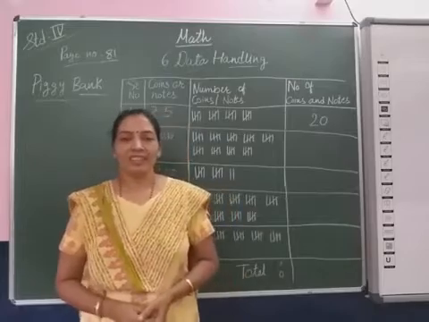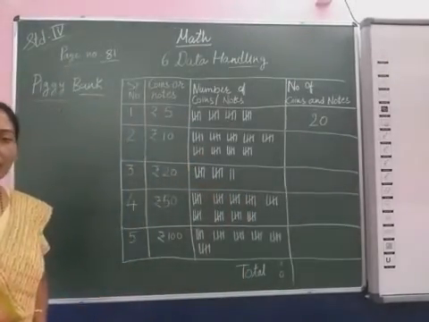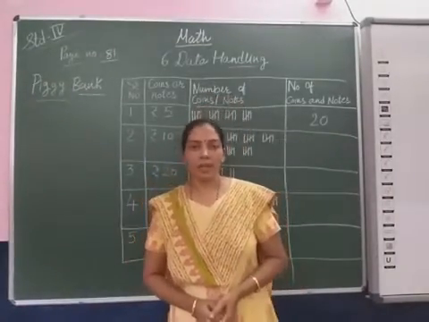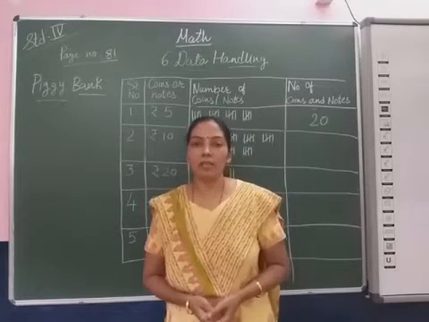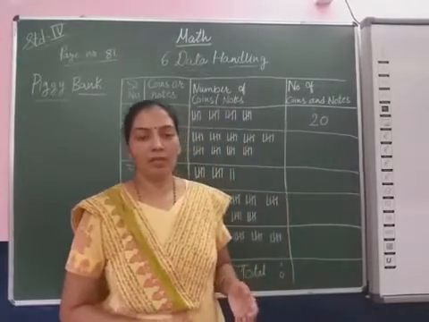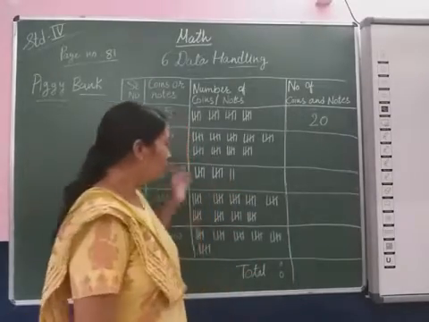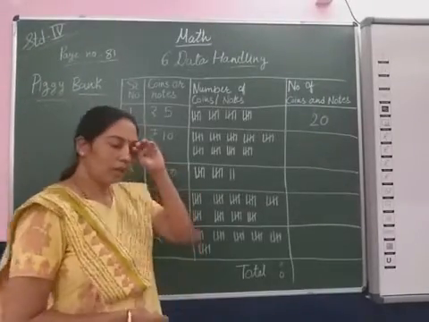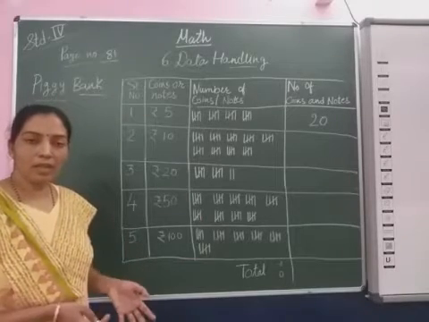Hello students, this is the question from your textbook, page number 81. The title of the question is Piggy Bank. Here the boy Akhtar is counting his piggy bank. Whatever money he saved, he wants to give to his parents. So here one by one he made the tally marks for the number of notes and coins he found in his piggy bank.